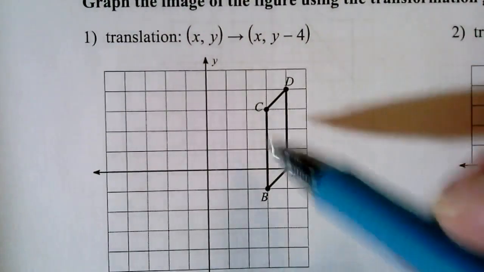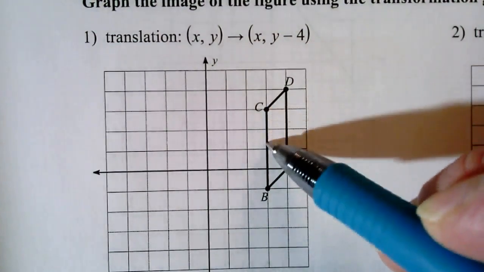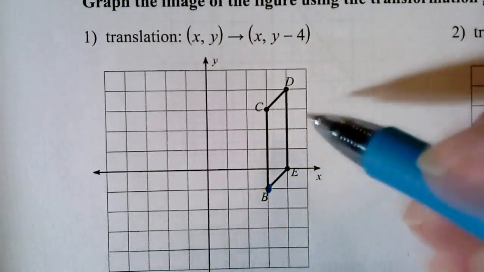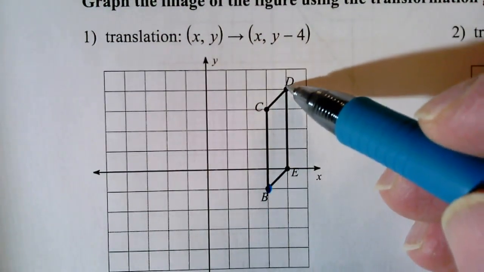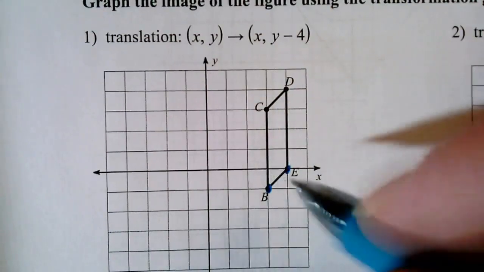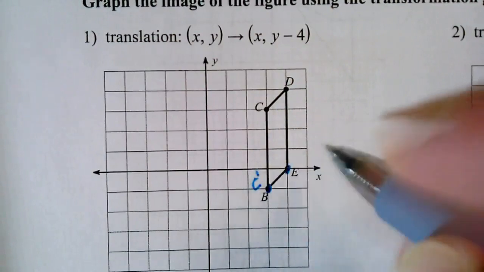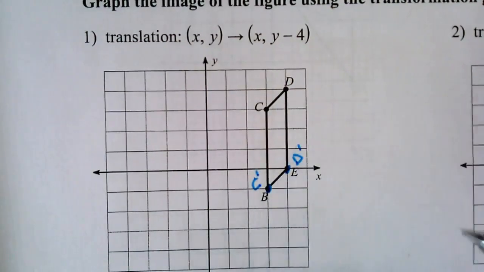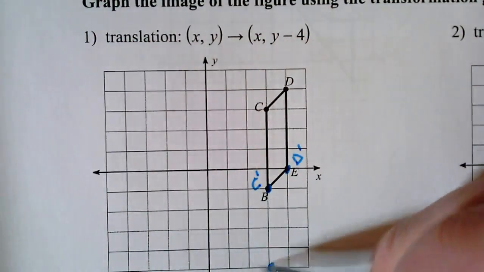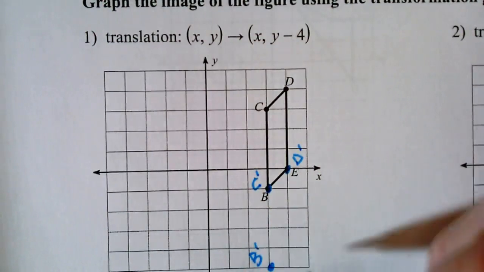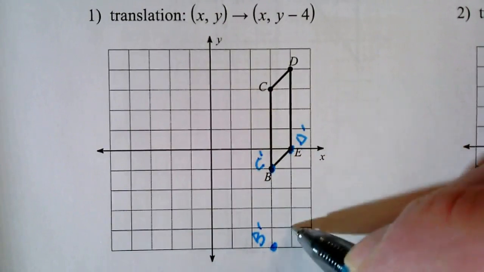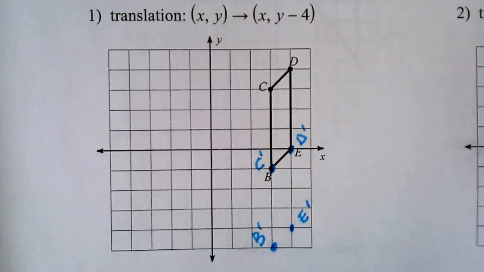So for example, point C here is going to go down 1, 2, 3, 4, and it's going to end up right on top of B. Point D is going to move down 4, 1, 2, 3, 4, and it's going to end up right on top of E. We're going to call this C prime and D prime. And then B is going to move down 1, 2, 3, 4, down to here. We're going to call that B prime. And then point E is going to move down 1, 2, 3, 4. We're going to call that E prime.